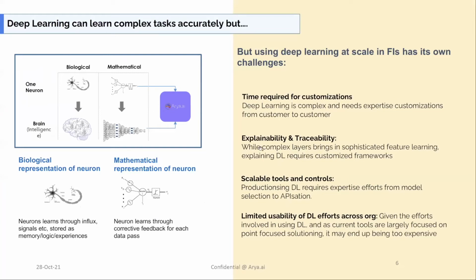So the problem that we're trying to solve is simplified deep learning, primarily for financial institutions. We understood that deep learning works really well if it is used properly, and when there are enough datasets, which is primarily most of the use cases in financial services, they are qualified to use deep learning. But the problem with deep learning is it's really complex.